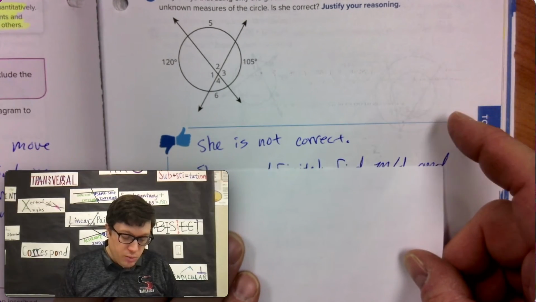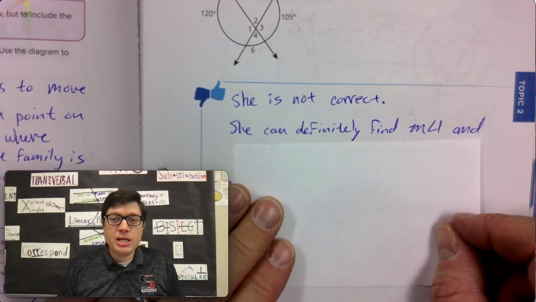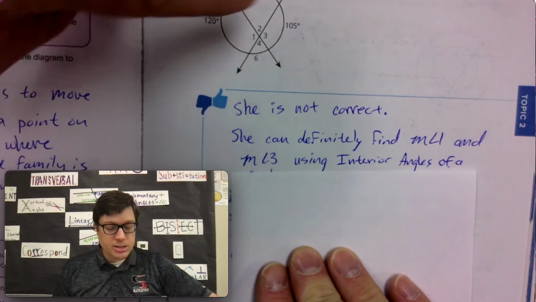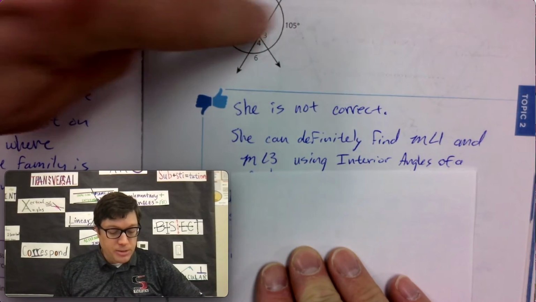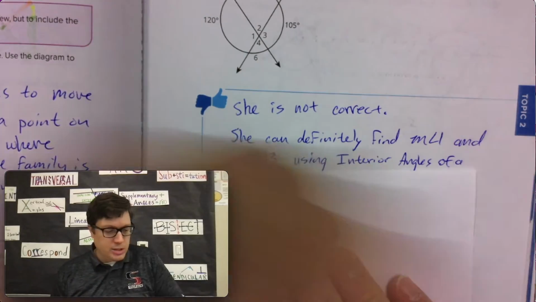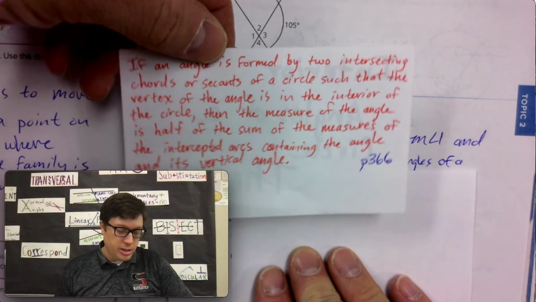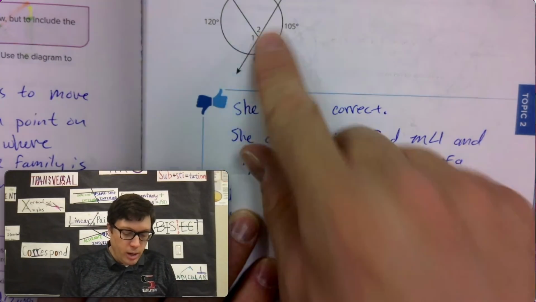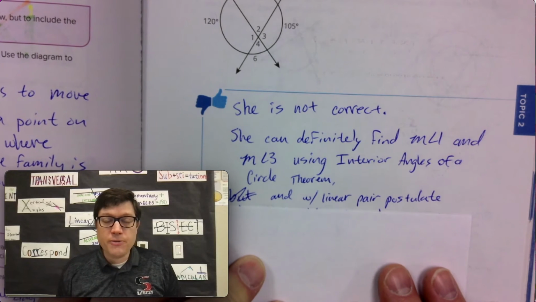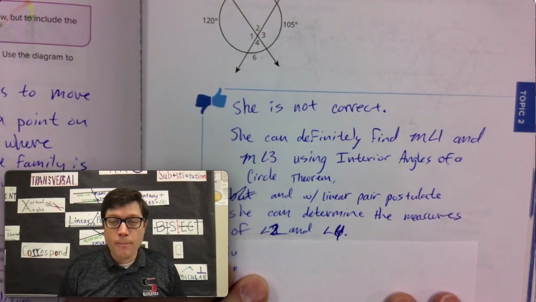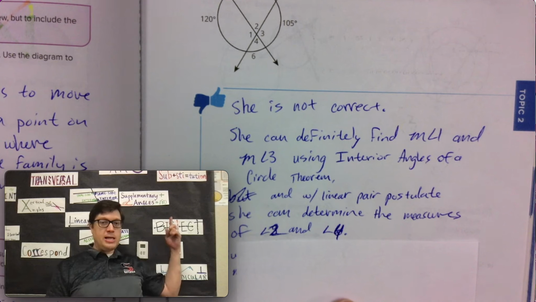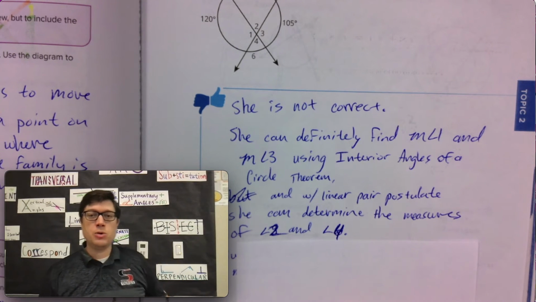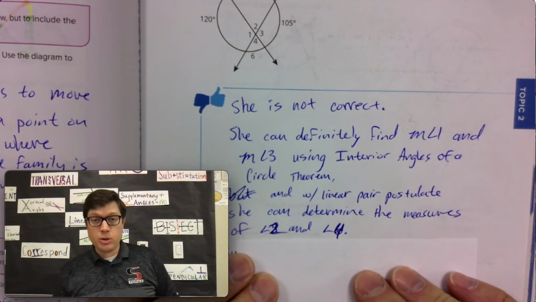Well, you know what? She's honestly partially right. She can definitely find the measure of angle 1 and angle 3 because you add these two numbers together and you divide by 2. That is what the interior angles theorem says: you add them up and then you divide by 2 to get the measure of angle 1 and angle 3. And then she can also find the measure of angle 2 and angle 4 because the linear pair postulate says that two angles that form a linear pair must be supplementary. They must add to 180.